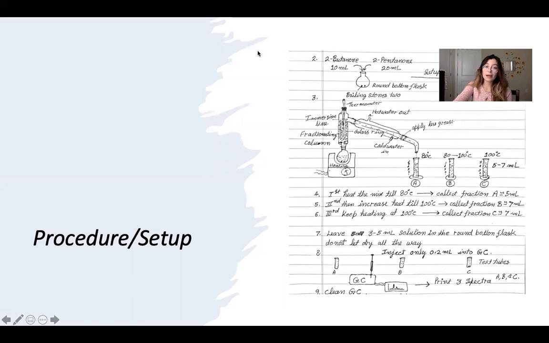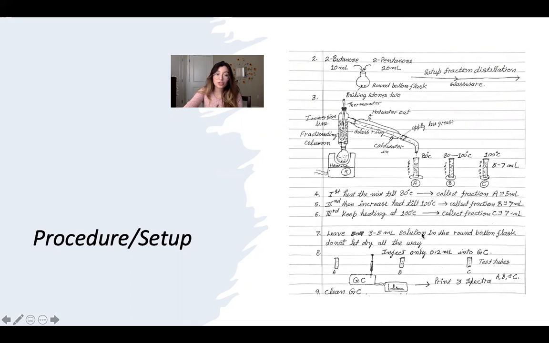Procedure setup. Now, I am using this picture to show you guys how you're going to be doing your procedure. This does not mean you can plagiarize it. If you're going to draw your procedure for that extra additional point, you cannot copy this because it is essentially plagiarism. Okay, so we're going to start with adding 10 milliliters of 2-butanone and 20 milliliters of pentanone to a round bottom flask with 2 boiling stones. Make sure you put this mixture in before you add grease because you can contaminate it if you add grease afterwards. This is going to be your setup.